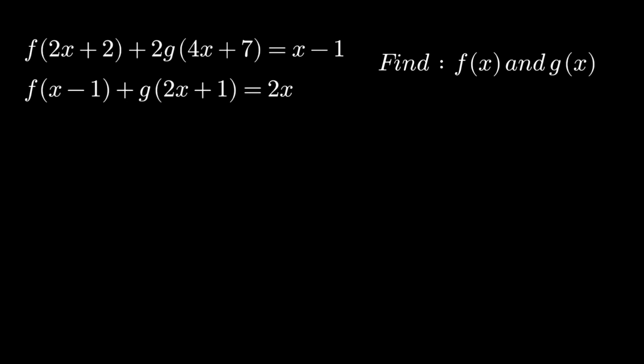So today we have an interesting algebraic system of equations. What makes it interesting is that these are functional equations. You can notice the first equation is f of 2x plus 2 plus 2 times g of 4x plus 7 equals x minus 1, and the second equation is f of x minus 1 plus g of 2x plus 1 equals 2 times x.